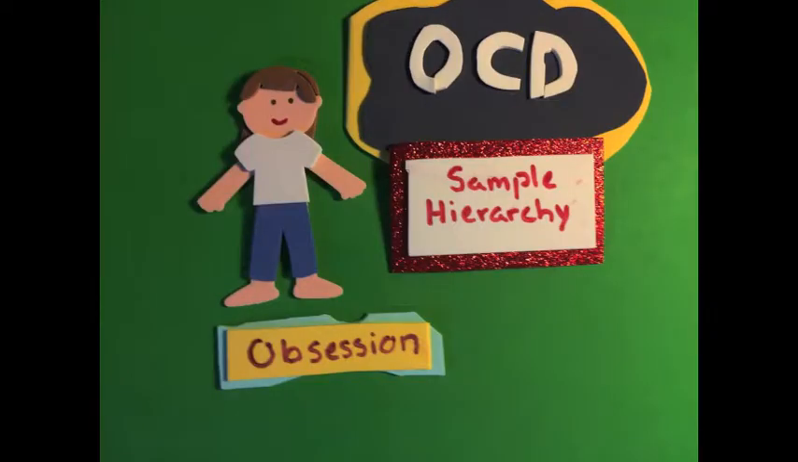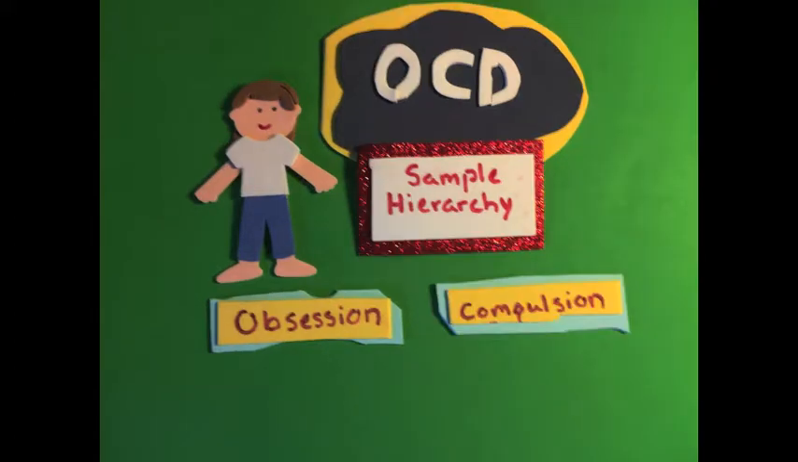As you may remember, OCD has two parts. There are the obsessions, which are the unwanted, intrusive thoughts, images, or urges that pop into somebody's head repeatedly. And compulsions, which are the repetitive or ritualized mental or physical actions a person with OCD takes to temporarily relieve the distress caused by the obsessions.